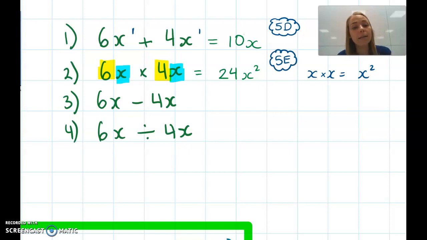Number 3, 6x minus 4x equals 2x. Again, that's like 5D. They're the same. They are like terms. You can subtract them and you can focus on the coefficients, the numbers subtracting.